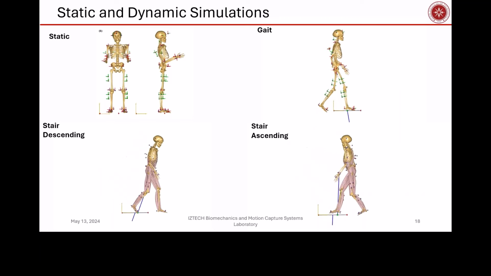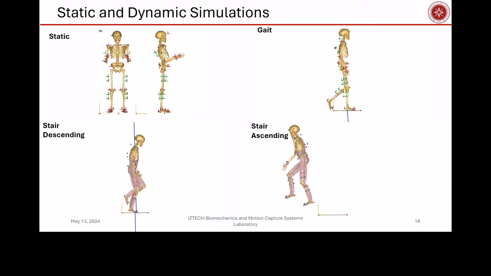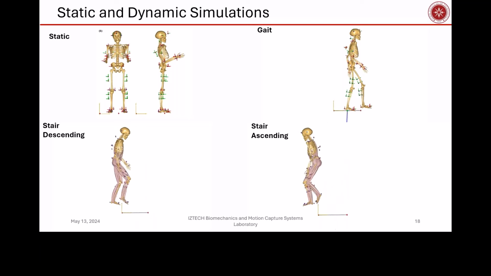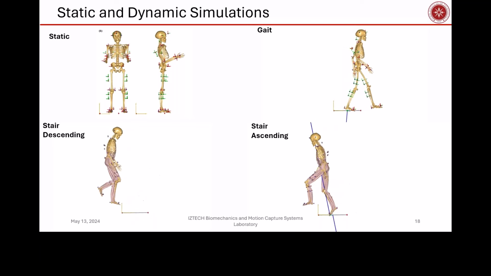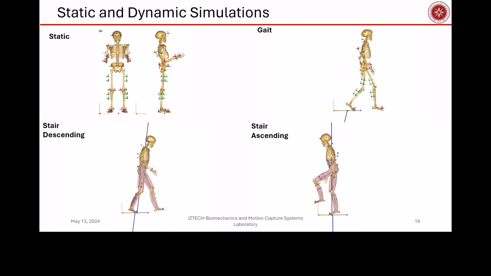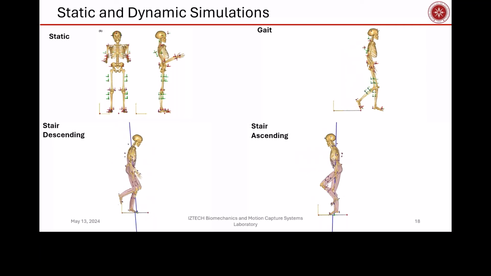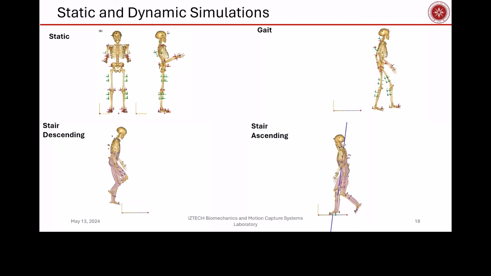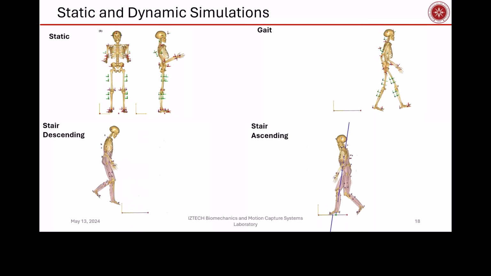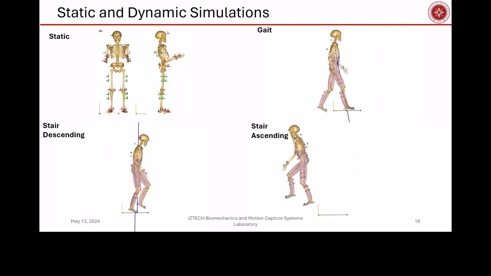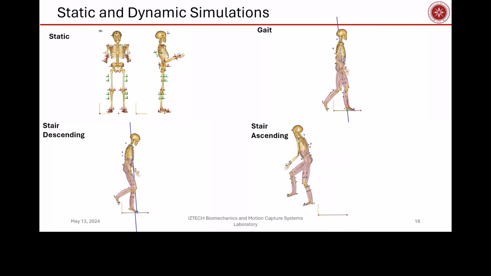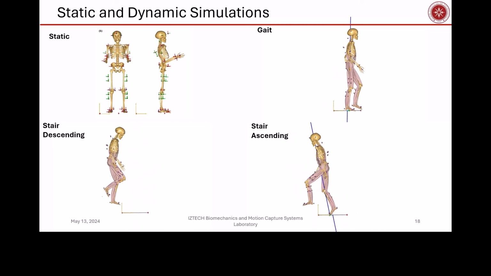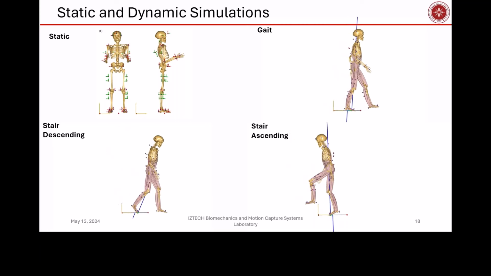With the static trial, as I mentioned, the generic model is scaled, which is shown in the top left. As you see, gait activity is in the top right. First, the inverse kinematic simulation is performed. You can see it does not use the muscles and ground reaction force, and then the inverse dynamics analysis is performed. The same procedure is followed for the stair descending and ascending activities.